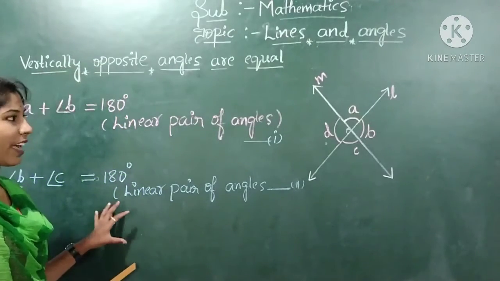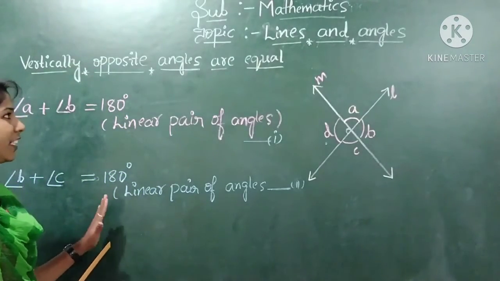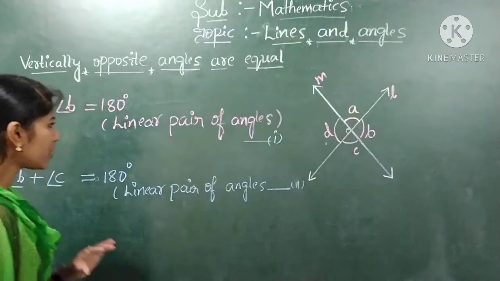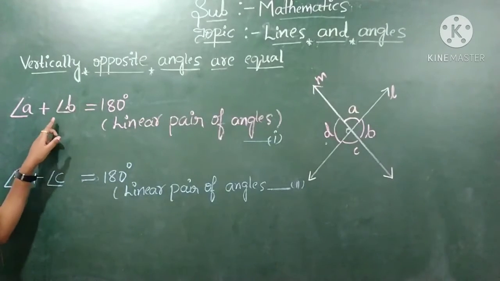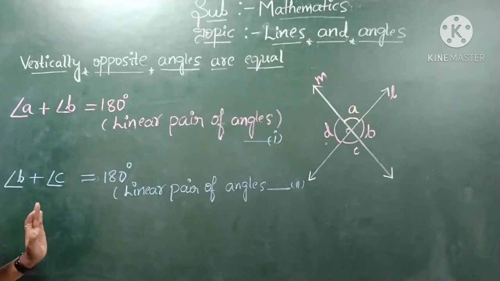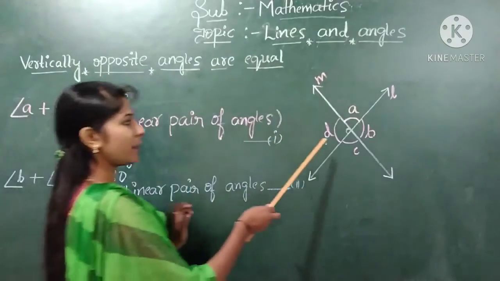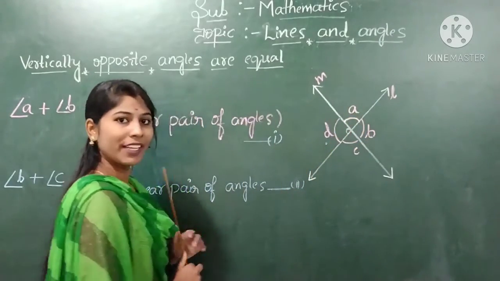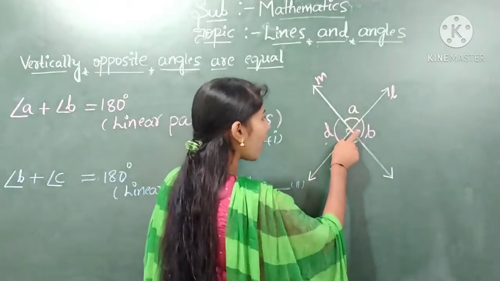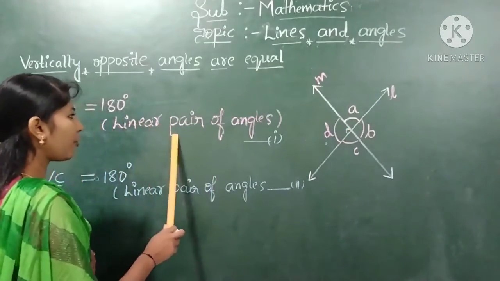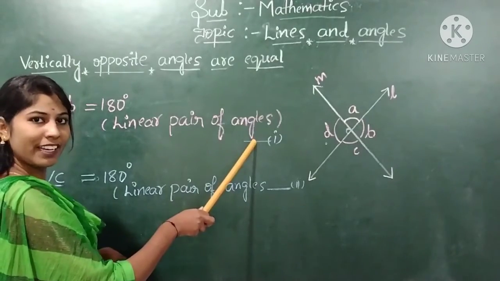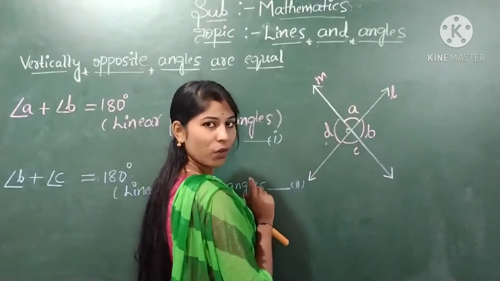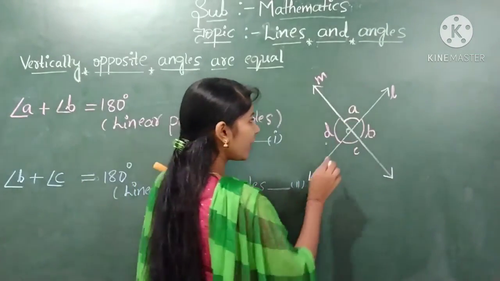Here we have to prove that vertically opposite angles are equal by using the geometrical ideas. So first, angle A plus angle B is equal to 180 degrees. Why have I written this? Just see this picture, angle A and angle B sum to 180 degrees because these two angles are called a linear pair of angles. The linear pair of angles, the sum is 180 degrees. And you can see this is a straight angle.